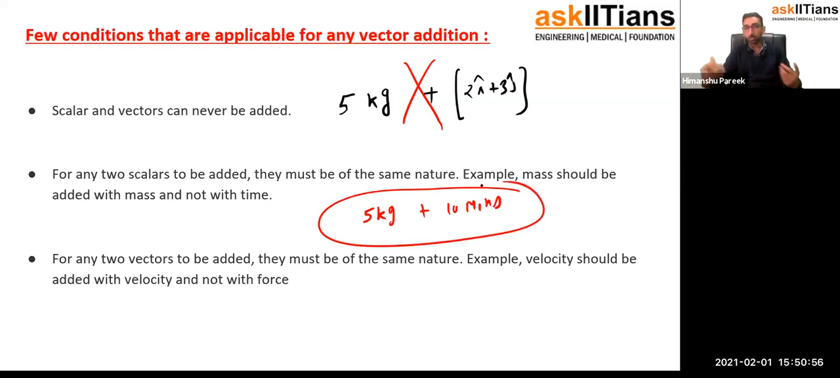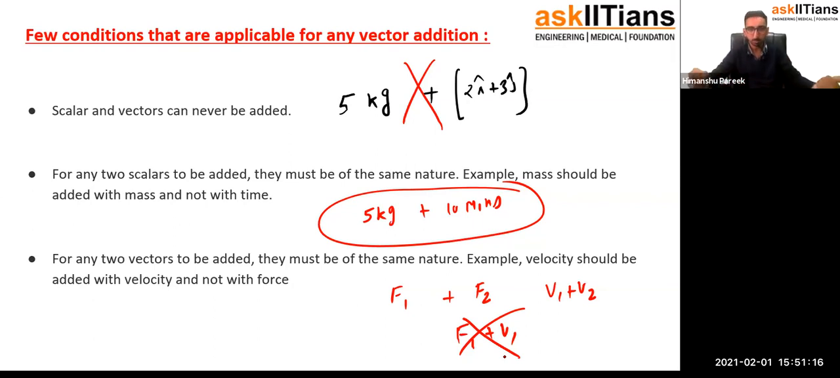For any two vectors to be added, they must be of the same nature. Force can be added with force only. Velocity can be added with velocity only. You cannot add force with velocity. This is wrong. These are very obvious things. Two physical quantities of the same nature can be added together, otherwise you cannot. Very simple thing. Now, going ahead with the addition of vectors.